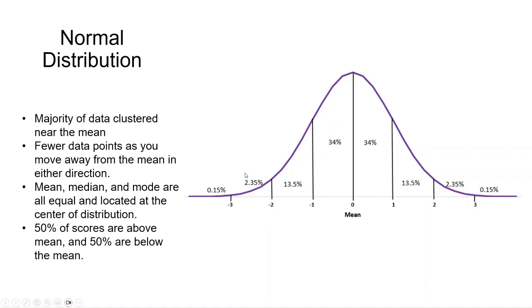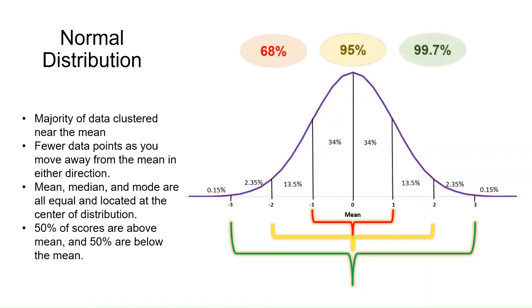Now, here's where it gets especially useful. When we look at how data is spread in a normal distribution, we can use something called the empirical rule, or the 68-95-99.7 rule. This means that about 68% of the data falls within one standard deviation of the mean, around 95% falls within two standard deviations, and nearly 99.7% falls within three standard deviations.